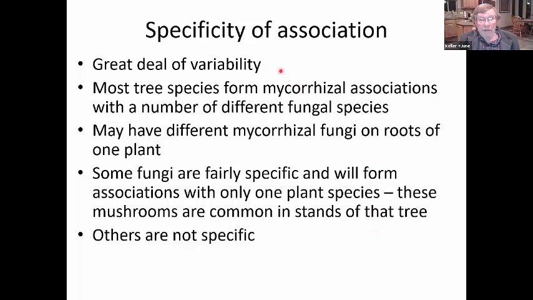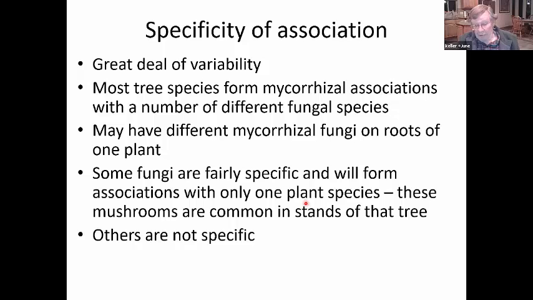So what's the specificity of the association? There's a lot of variability. Most tree species will form mycorrhizal associations with a lot of different fungal species. So you may have different mycorrhizal fungi on the roots of one plant. Some fungi are fairly specific, and they'll only form associations with one plant species. And what you find is that these mushrooms are going to be found in stands of that particular tree. So if you're looking for a particular mushroom that's specific, then you want to find a stand of those trees to go and look for those particular mushrooms.